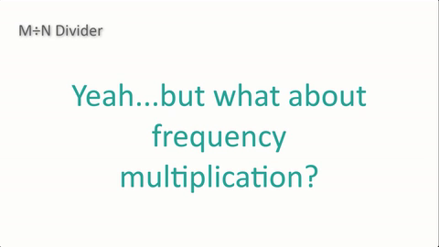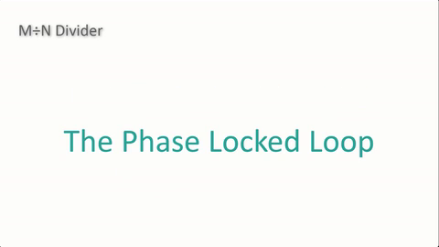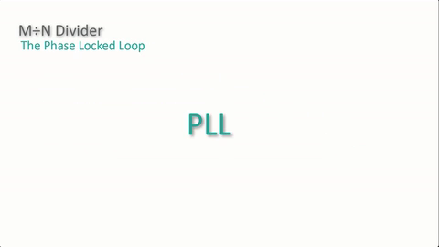But what about frequency multiplication? Well, to understand that, we're going to have to take a little detour. And that detour leads us to the phase-locked loop. That's a bit of a mouthful, so engineers have shortened this to just PLL. The PLL is one of the fundamental building blocks of modern RF technology, and so we're going to spend a little time so we can really understand it.